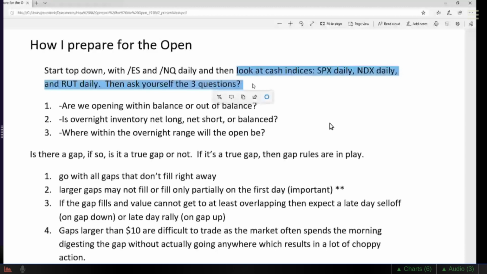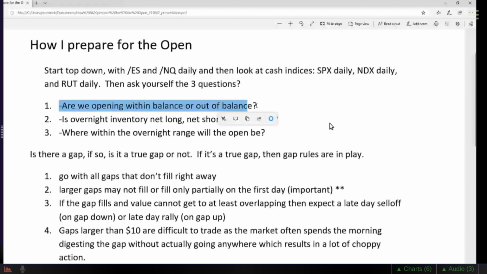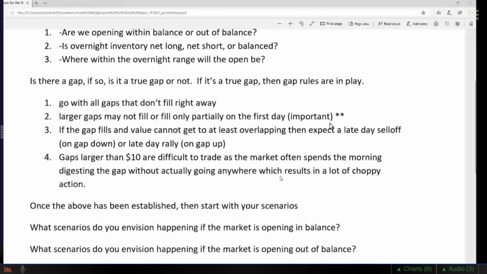Next, we ask ourselves the 3 questions. We say, are we opening within balance or out of balance? We look at overnight inventory, and we see where we're going to open in relation to that range to also give us a better idea of what the market might do once that bell rings, okay? Then we check if we have a gap, if we have a true gap. If we don't have a true gap and we just have a gap, then the gap rules are not in play. If the market is opening outside of the prior day's range, then the gap rules are in play, and we use the gap rules to start our scenarios, okay?